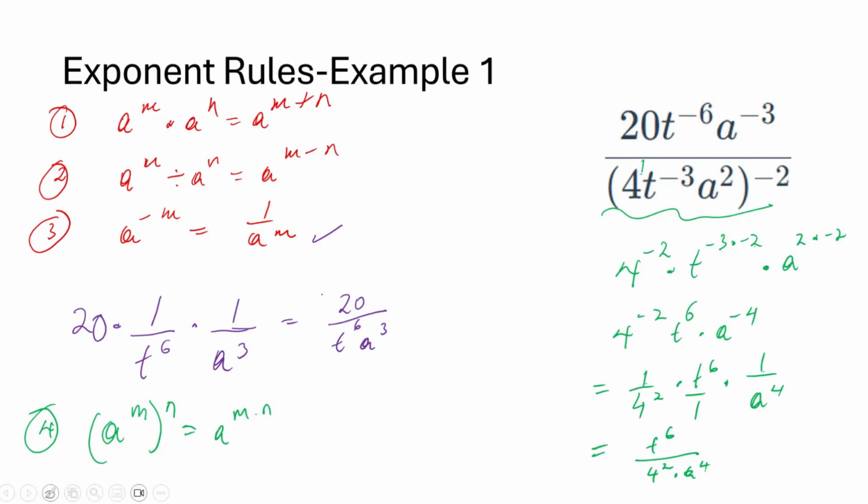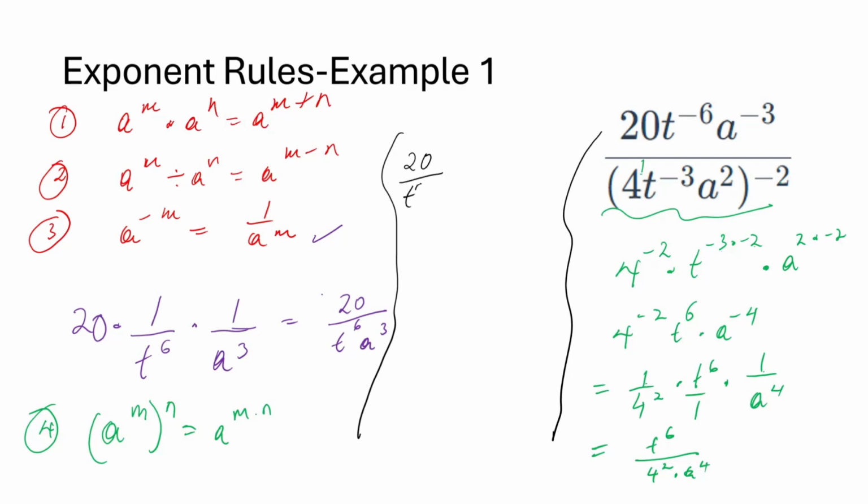So that's simply that. Now putting both together, let me use a different color. What we got for the top was 20 over t to the 6 a to the 3. This is my bottom. So what I'm going to do is keep, change, flip. So I'm going to have 4 squared times a to the 4 all over t to the 6. With that being the case, 4 squared is going to be 16. So this is going to be 20 times 16 times a to the 4.